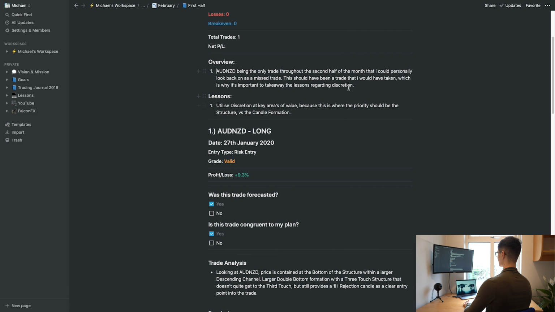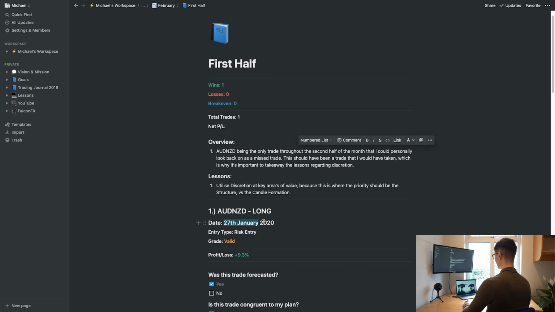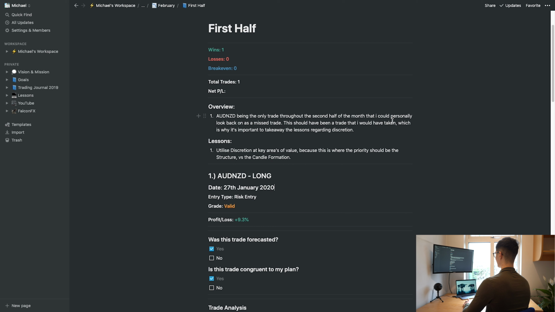We've got a couple of key lessons here. Aussie Kiwi was the only trade throughout the second half of the month, and by second half of the month I mean January. It would have been taken on the 27th of January, then held into February, therefore affecting February's results. This is a trade I could personally look back on as missed. It should have been a trade that I'd taken, which is why it's important to take away the lessons regarding a keyword people don't like to use: discretion. Utilize discretion at key areas of value, because this is where the priority should be, structure versus candle formation.